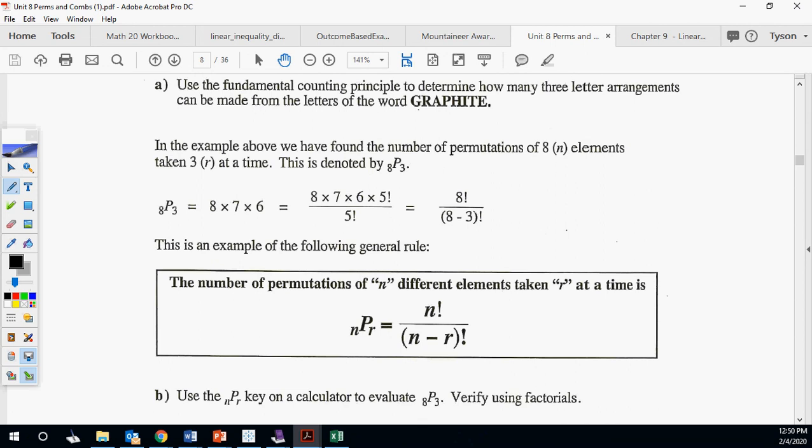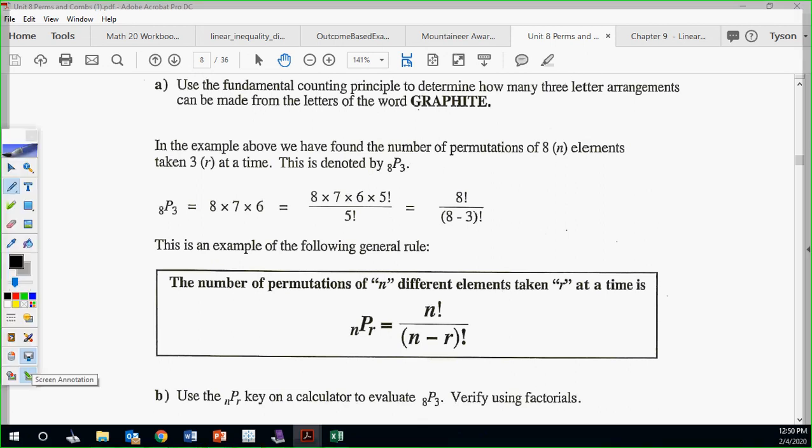So, use the fundamental counting principle to determine how many 3-letter arrangements can be made from the letters of graphite. So graphite, are all the letters different? Yeah, so it wants 3-letter arrangements. That means we just have 3 spots, right? So what are we doing? 7, 6, and 5. Stop there. Is it 7? Is it 8? Oh, my bad. 8. There's 8 letters. Yeah, forgot the I. 8, 7, 6. But you got the idea. We just count down 3 spots from the total.